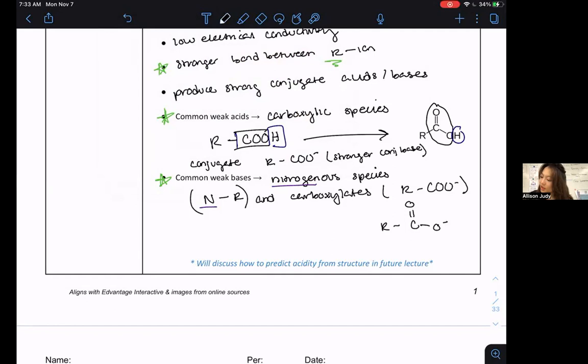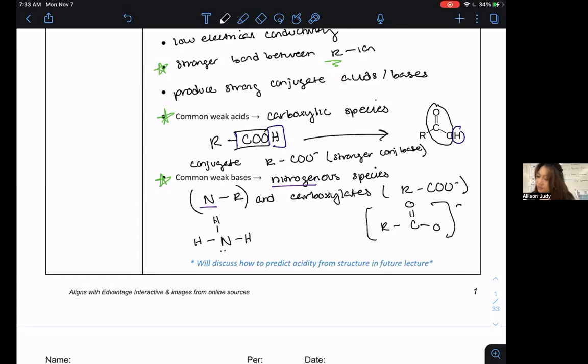Okay, and notice I'm not putting in the terminal and lone pairs and stuff right now because it's not important. And then for a nitrogenous species, that would be like a good example of a weak acid, weak base. We can kind of think of, trying to think of a good example. Yeah, I think NH3 would be the best.